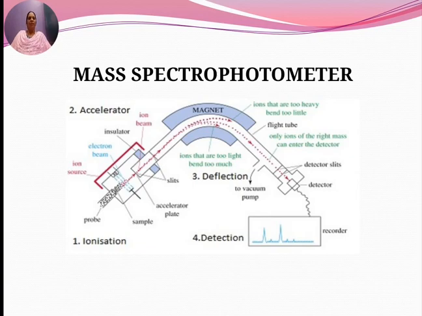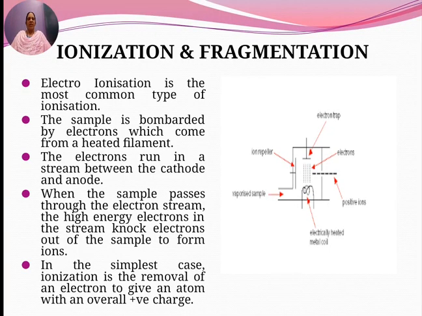Coming to the first phase, ionization and fragmentation. As I told you earlier, you are going to use electron ionization. It is the most common type of ionization. The sample is bombarded with electrons.